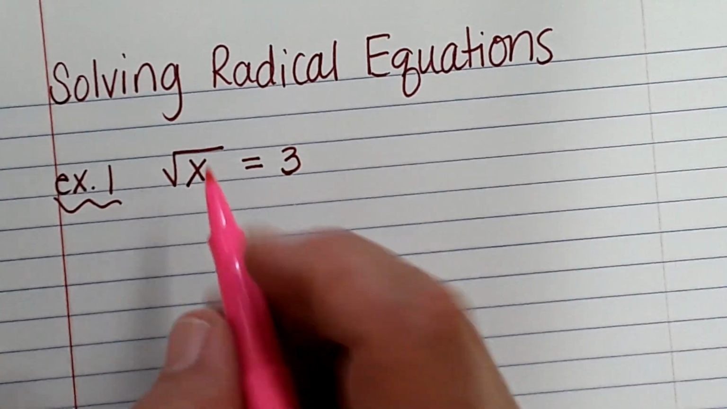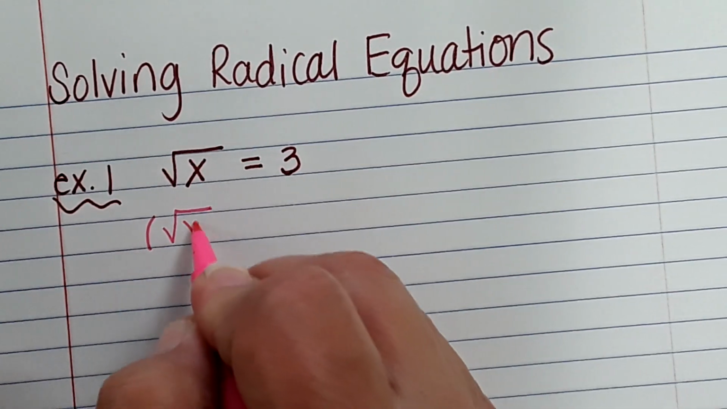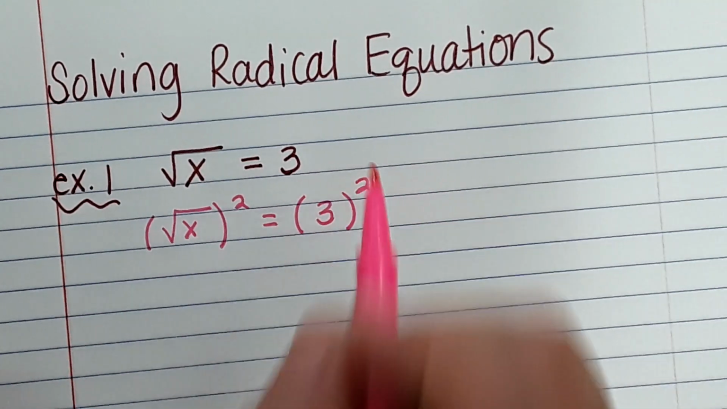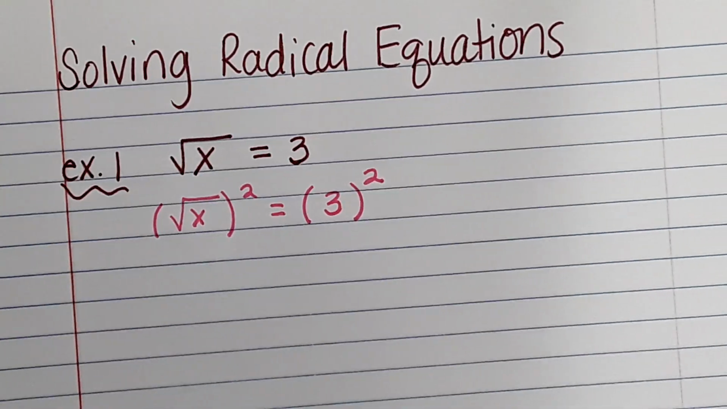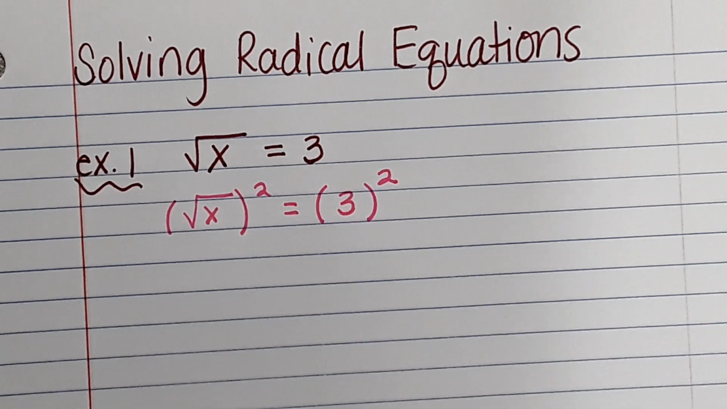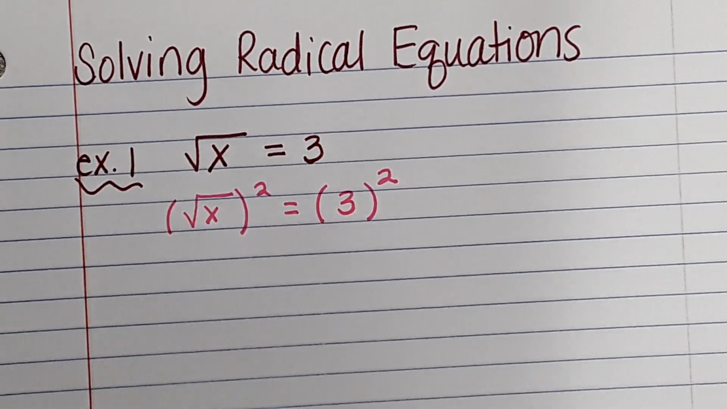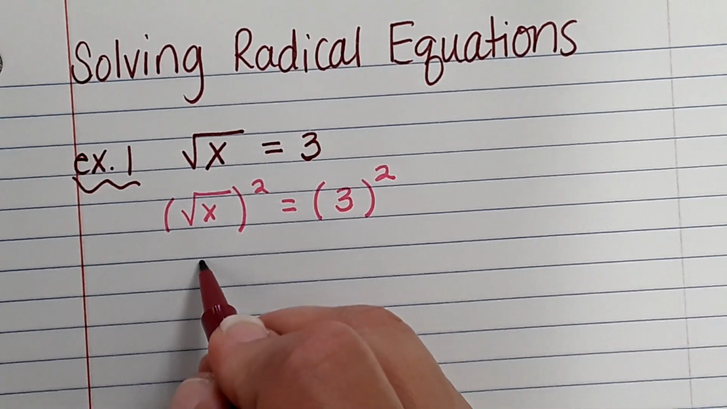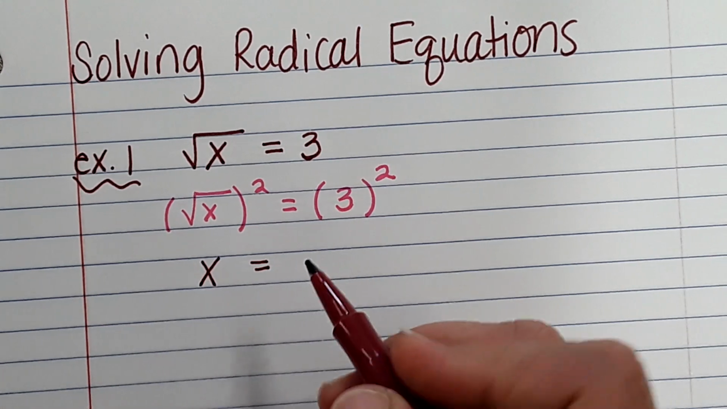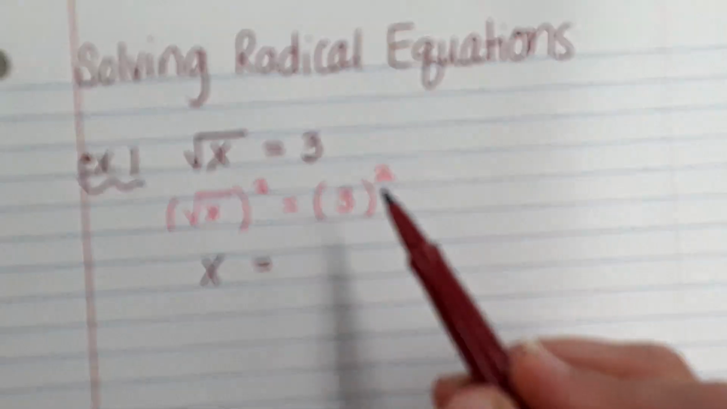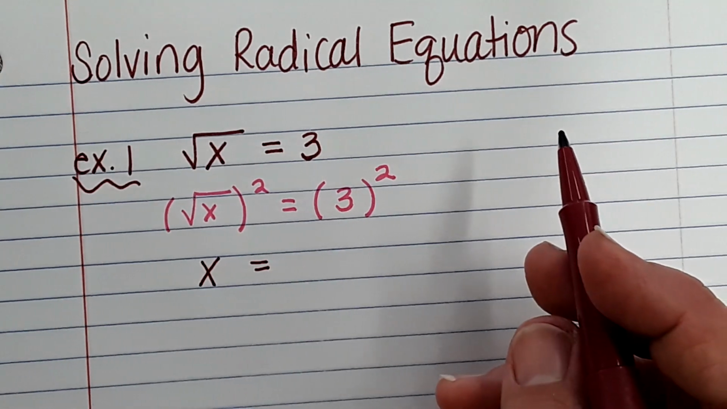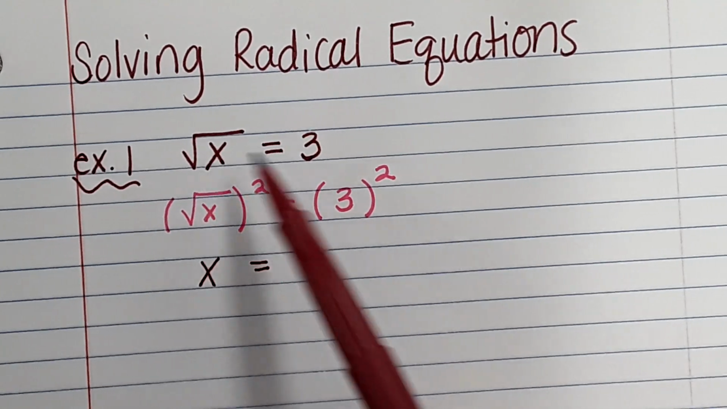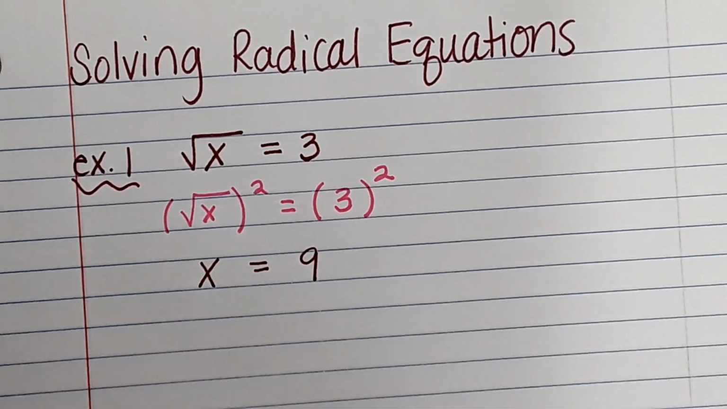So here is your problem, and then you're going to take your problem and square both sides. Because when you square both sides, it undoes or reverses the square root. So if you square the square root of x, you're left with x. And then you're going to do 3 squared. So what is 3 times 3? 9. So the square root of 9 equals 3. That's perfect. And this is your answer.